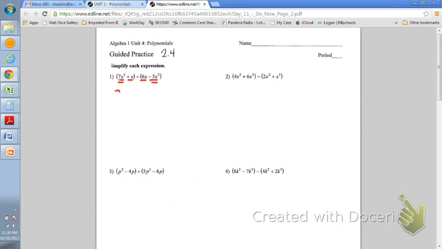7 minus 5 is 2. The bigger sign is still positive. X to the second power. Your exponent stays the same when you're adding. Then I combine my x and my 6x. So it should be positive 7x. They're the same sign, so you have to add.